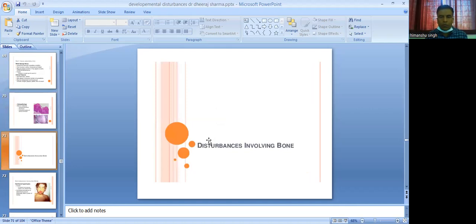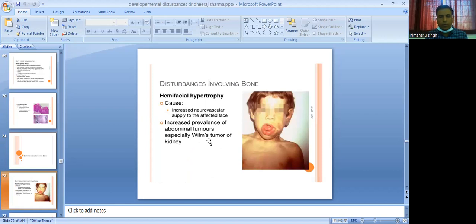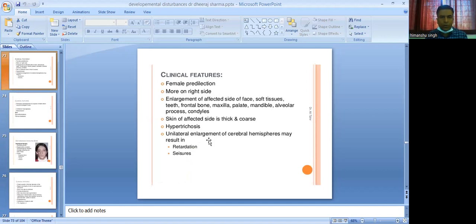Now the disturbances which involve the bone. First is hemifacial hypertrophy, in which half of the face is affected. Causes include increased neurovascular supply to the affected face, and there is increased prevalence of abdominal tumors, especially Wilms tumor of the kidneys, along with hemifacial hypertrophy. Clinical features include more common in females, more on the right side. The affected side has enlarged soft tissues, enlarged teeth, and the frontal bone, maxilla, palate, mandible, and alveolar process are all enlarged.